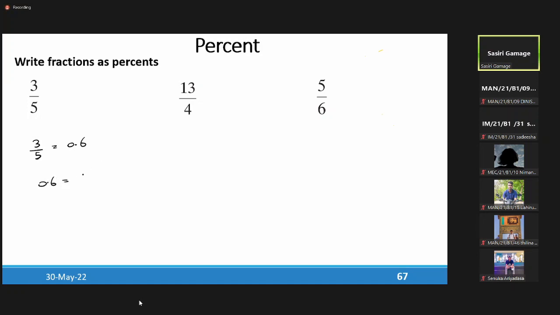When we do so, we have 60. Then keep the percent mark.